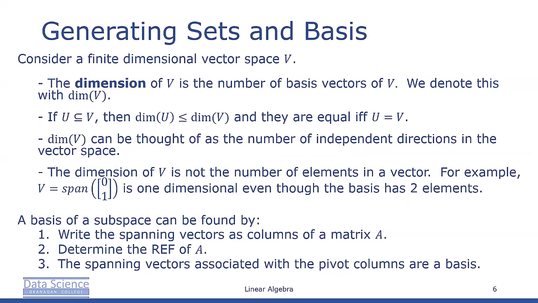When talking more about generating sets and bases, let's consider only finite dimensional vector spaces for a second. The dimension of V is the number of basis vectors of V. We denote this as dim V. If U is a subset of V, then the dimension of U is less than or equal to the dimension of V, and they're equal if and only if U is equal to V.